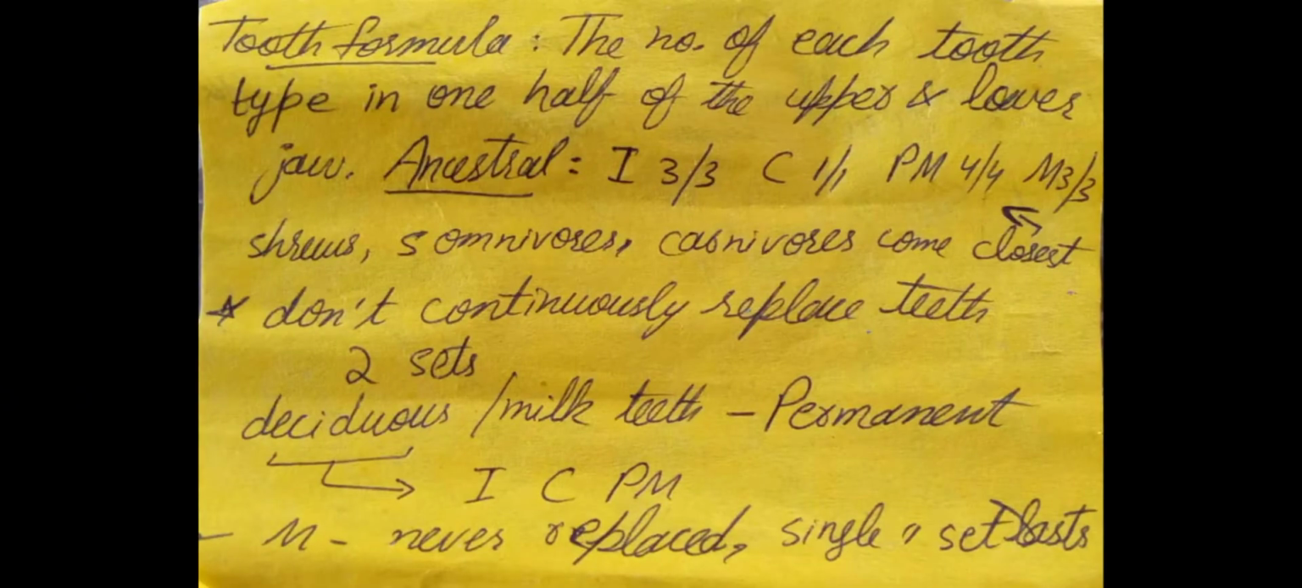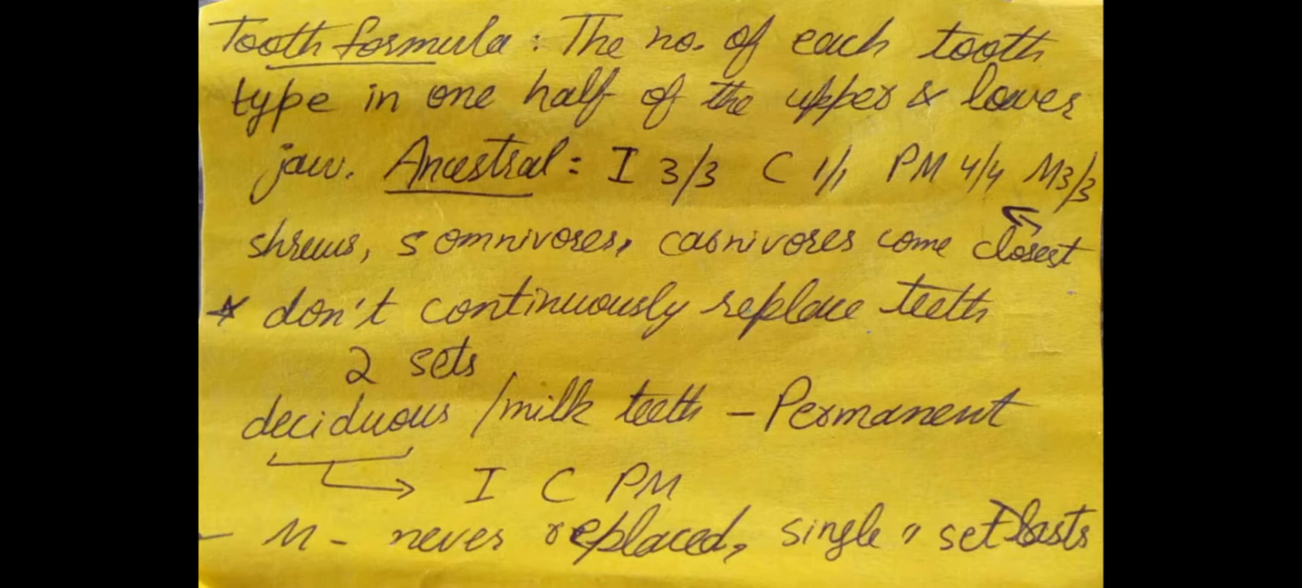Next is tooth formula. It can be defined as the number of each tooth type in one half of the upper and lower jaw. The ancestral tooth formula is incisor 3/3, meaning upper and lower half jaw. Upper jaw has 3 and lower jaw also has 3 incisors. Canine 1/1, premolar 4/4, molars 3/3. So 3, 1, 4, 3. Shrews, some omnivores, and carnivores have a tooth formula that is closest to the ancestral tooth formula.